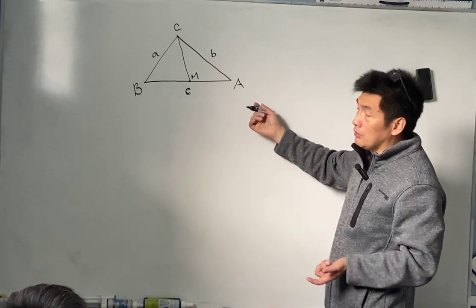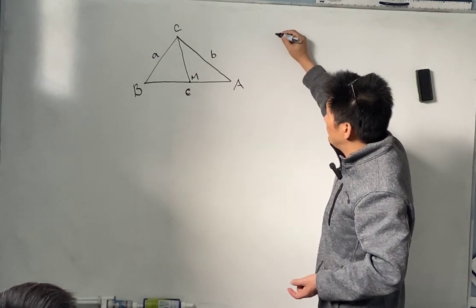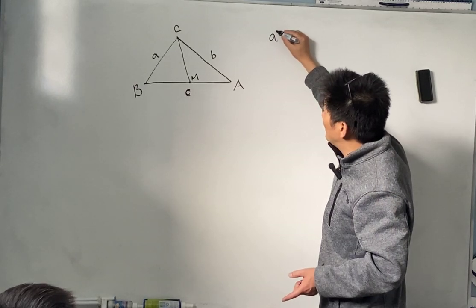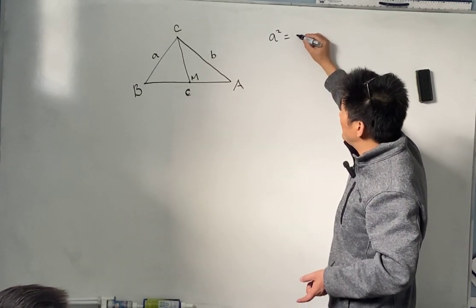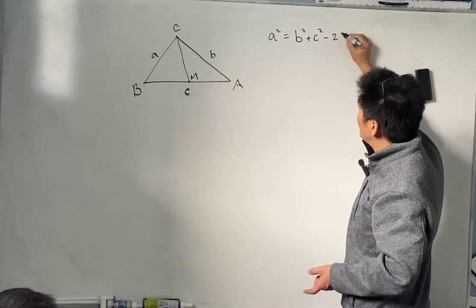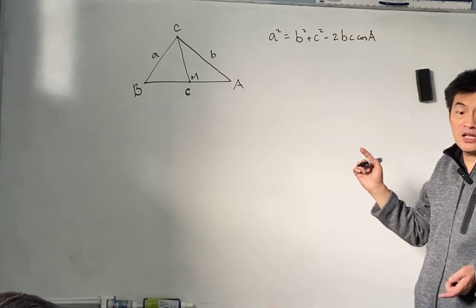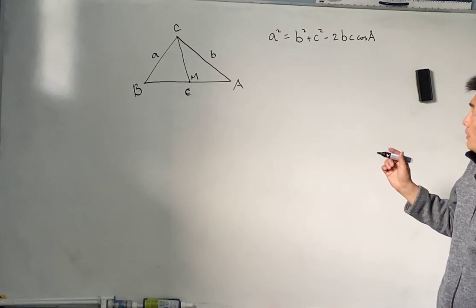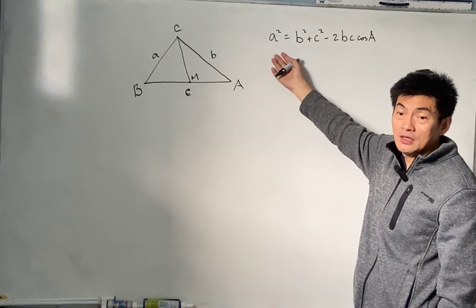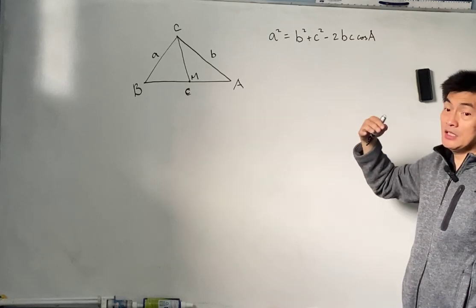If you really just want to know what angle A is, based on the cosine law, you still remember the cosine law? A squared equals B squared plus C squared minus 2BC cosine A. That's the cosine law, right? So remember we talked about the Pythagorean theorem being a special case of the cosine law, right?